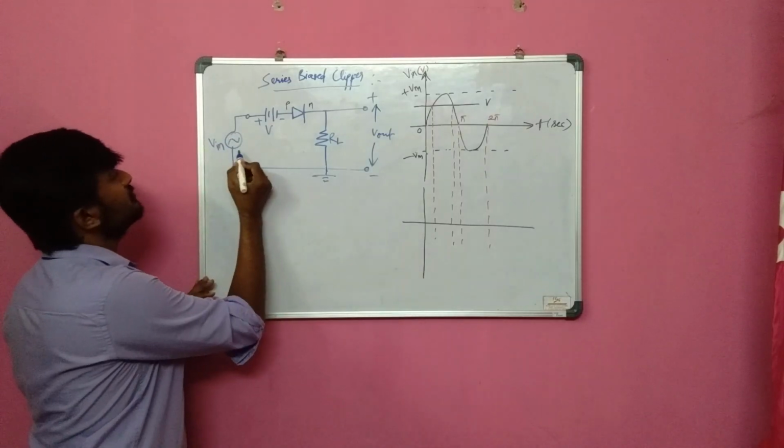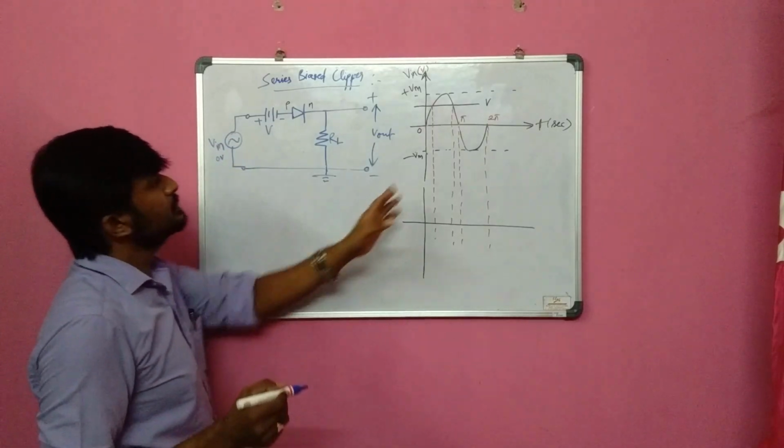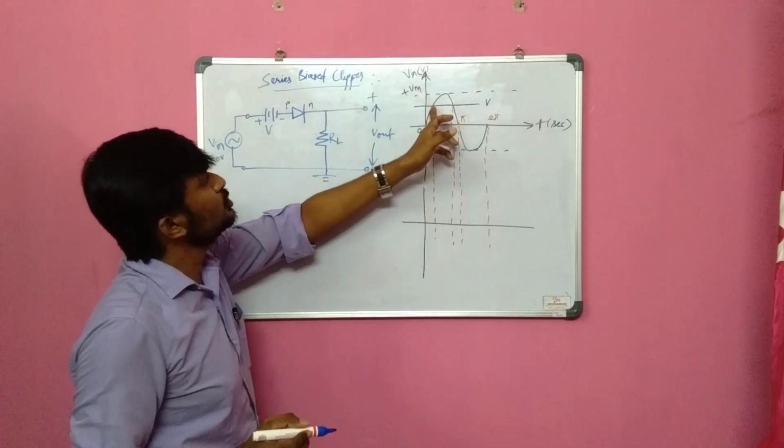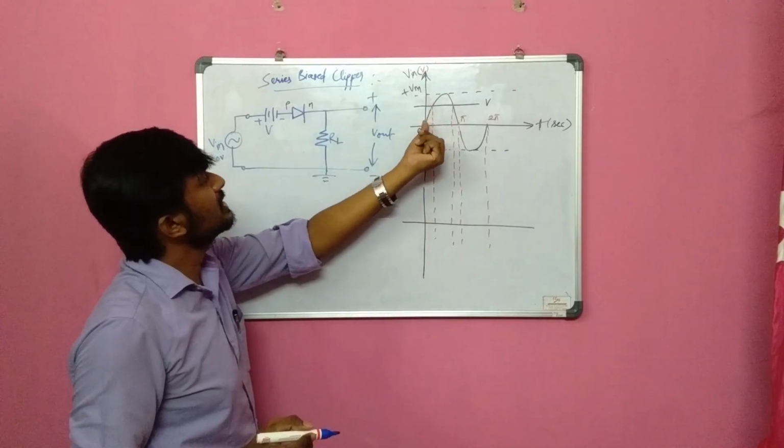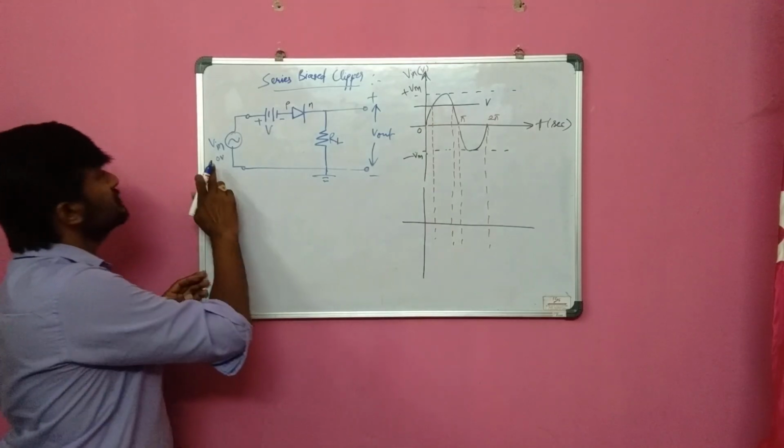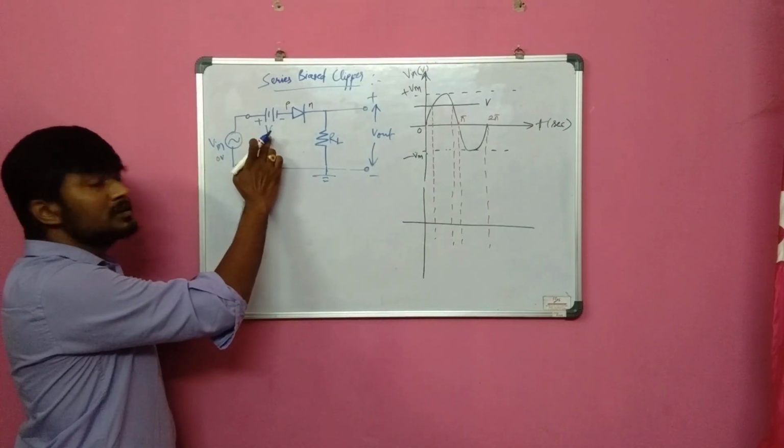So for the first case, when V in is equal to 0 volts, that means starting from here up to this point, all these values I can take. For example, I am starting with 0. So if this is 0, definitely it will be less than V.